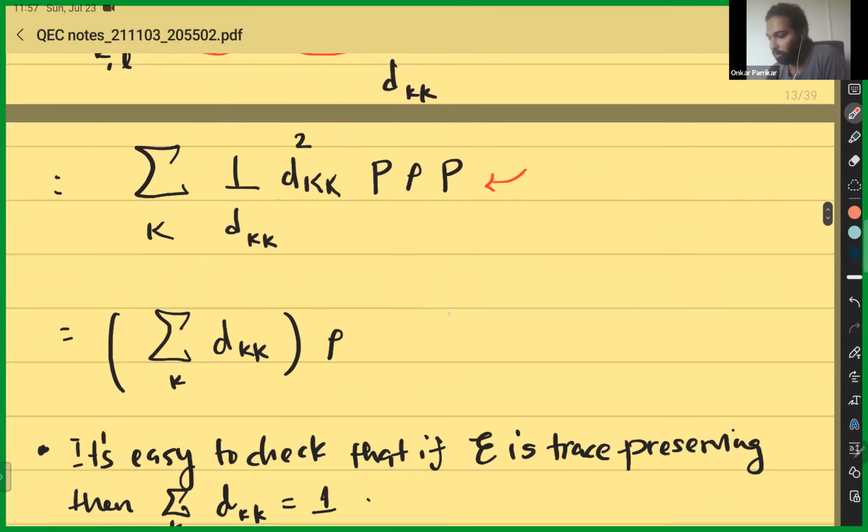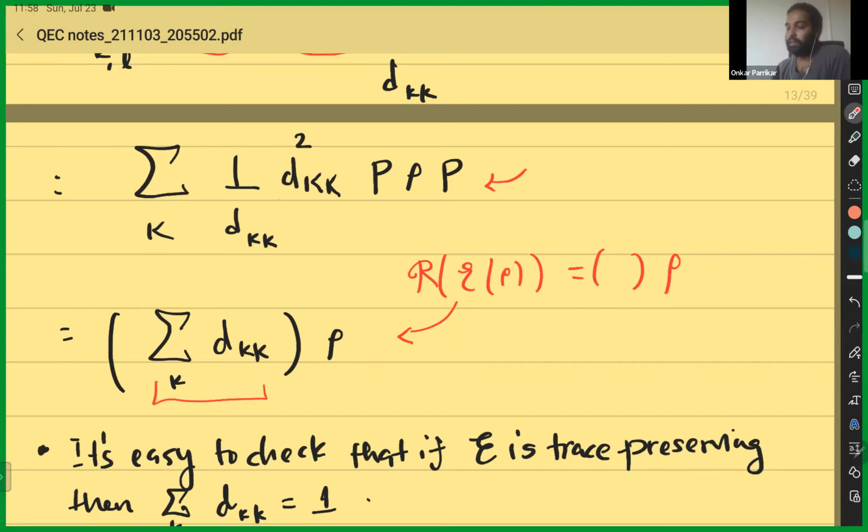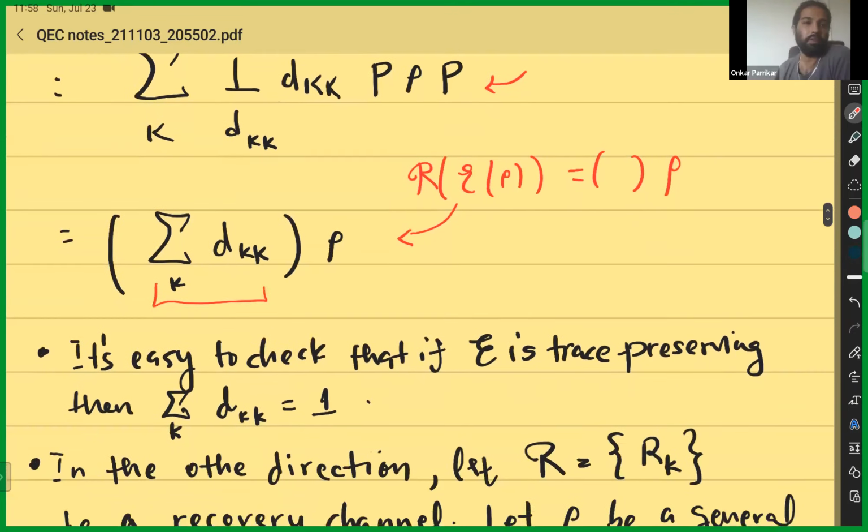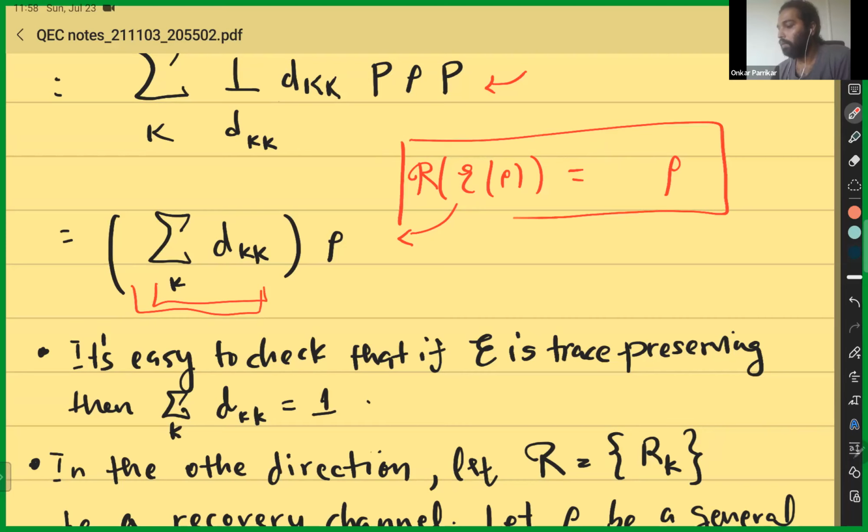So this is the sum over K of these diagonal entries times rho. What you've shown here is that R of E of rho is some number times rho. But you can also check that this number is 1, provided E is trace preserving. That's a simple exercise that you can check by just taking the trace of the Knill-Laflamme condition. So I'll leave that for you to check. This number out front is actually 1, so that means that R of E of rho is exactly equal to rho.